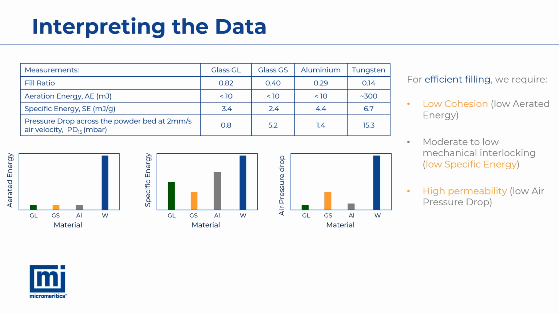We know that we want low cohesion to give us a consistent flow into the die, and that we want moderate or lower interlocking and friction between particles. And lastly, we know that we want a highly permeable powder so that any air which is trapped during the filling process can escape, leaving all the available space for our powder.